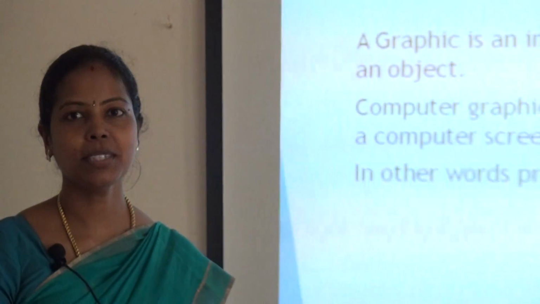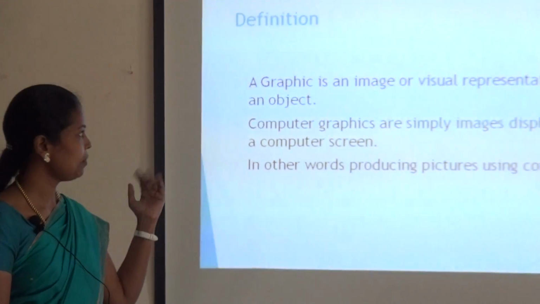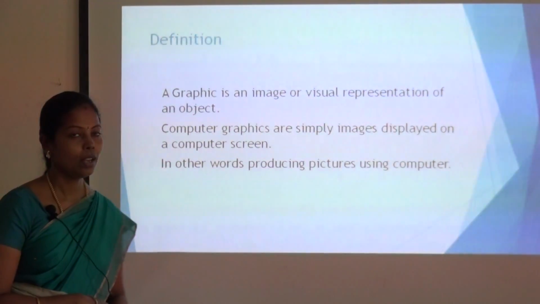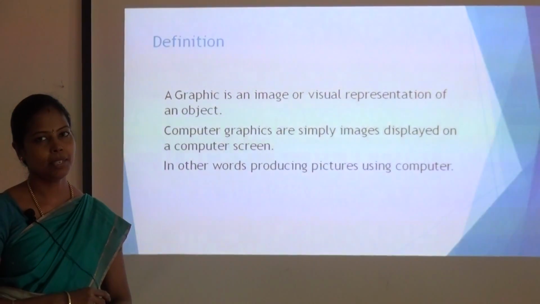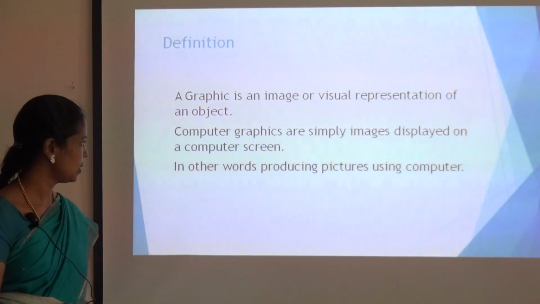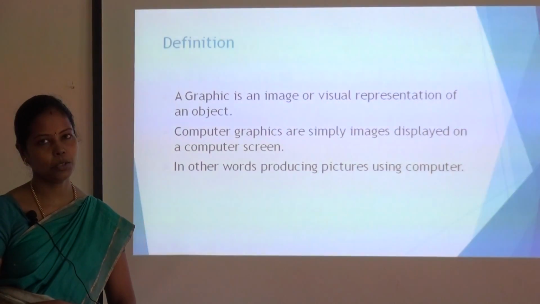First we'll see what is meant by a graphic. A graphic is an image or visual representation of any object. Computer graphics is nothing but simply images put up in a computer. In other words, we can say it is producing pictures using a computer.